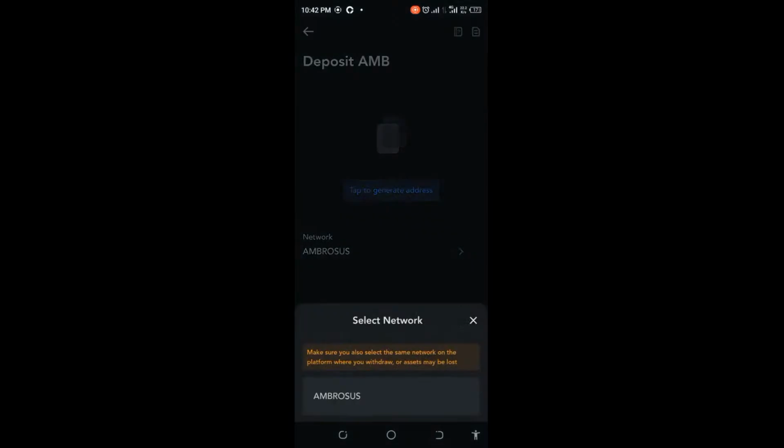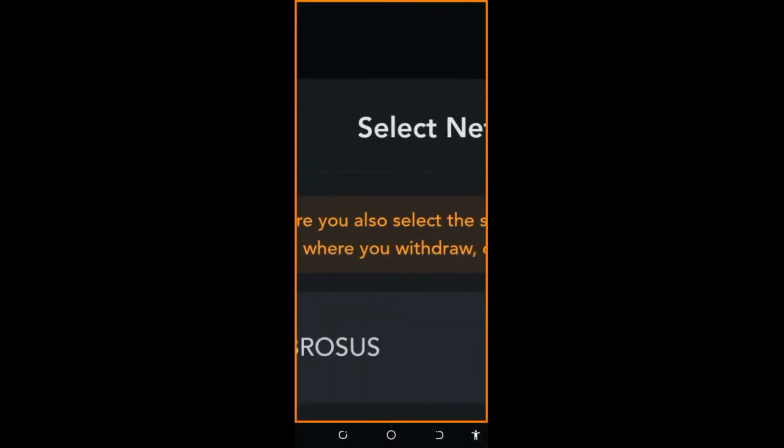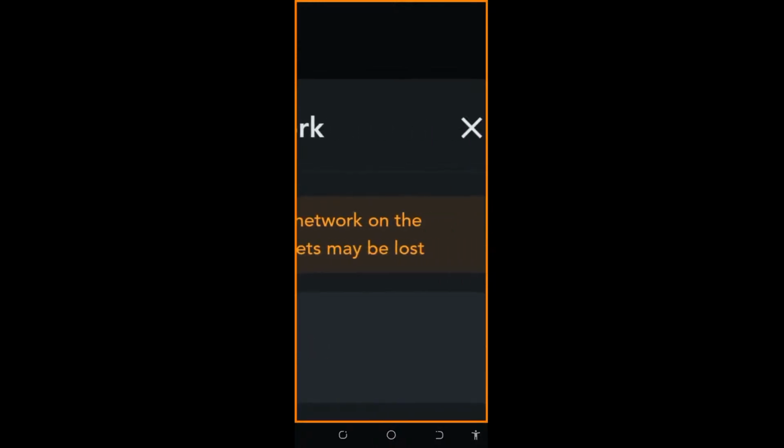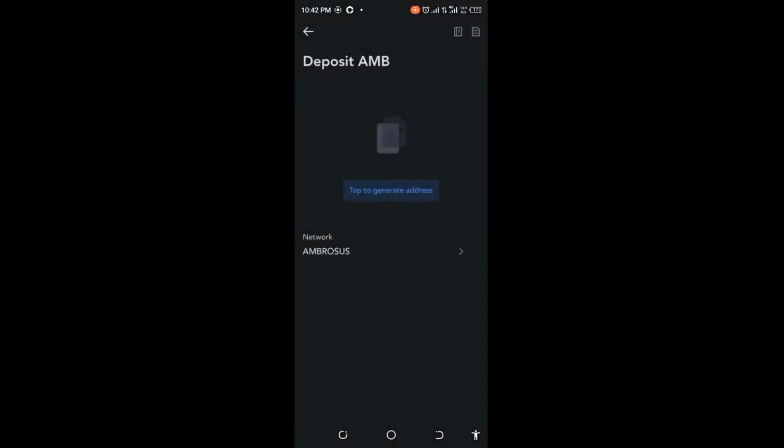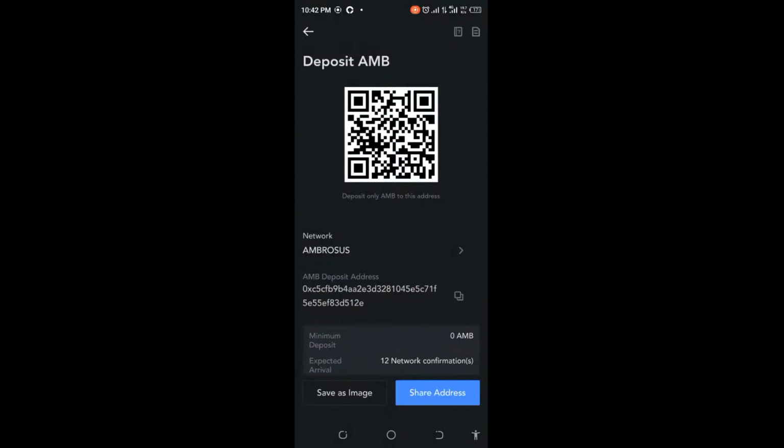He said we should make sure that you also select the same network. Let me check. Am I doing the same thing? Okay, oh yeah, I did that. So let's tap to generate address. Okay, great, we've tapped that. Let's generate the address and get that done.